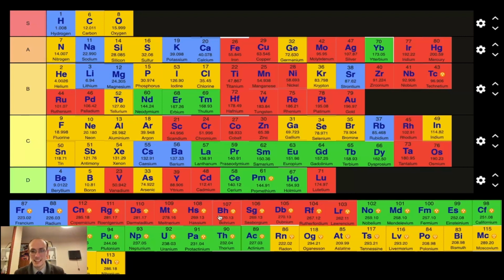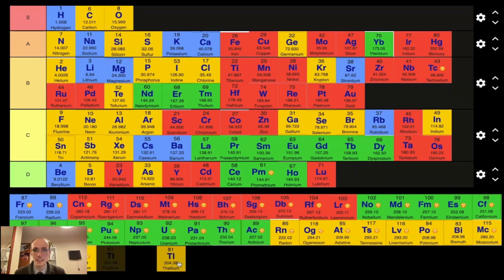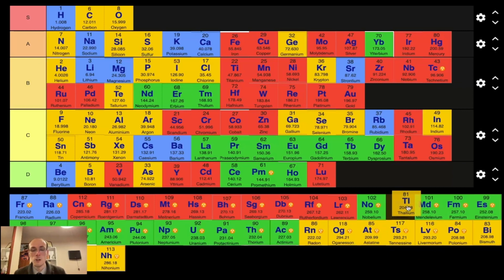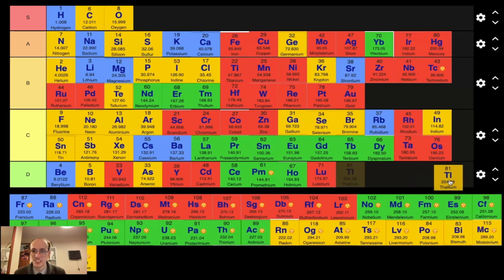Next up is thallium, element number 81. Thallium sulfate is a banned rat poison. It's banned because it's odourless and tasteless, so it's risky for people with children or just people and animals and the environment. So thallium can go in D.